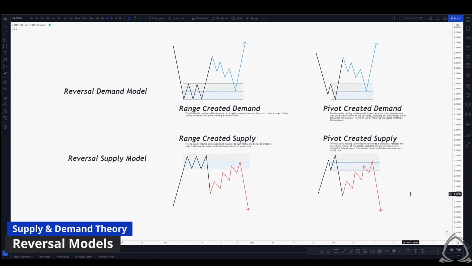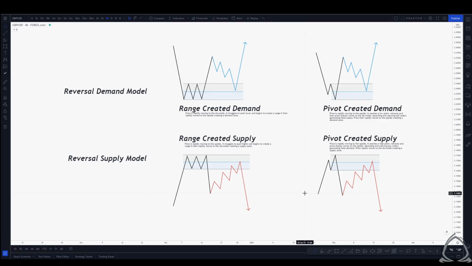Now let's take a look at the reversal demand and supply models, again using the same zone creation model. If we're looking at range created demand, we're looking for a move to the downside. We have that sideways range. Price then expands to the upside rapidly. Again, we're not looking to trade the break of that range. We're waiting for price to return back into that demand zone to look for entry in that newly created demand zone.